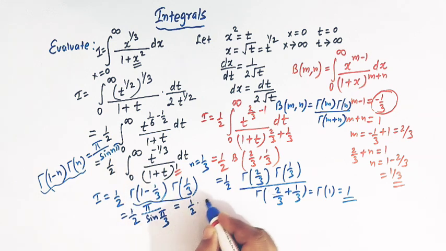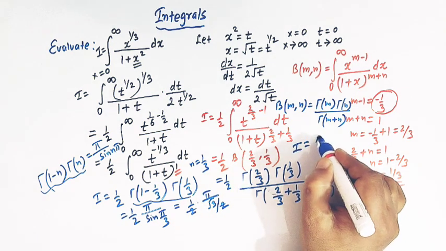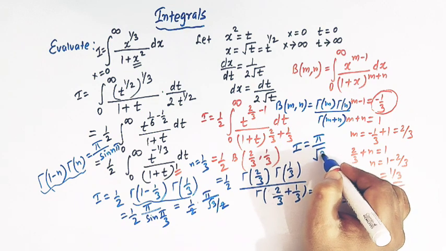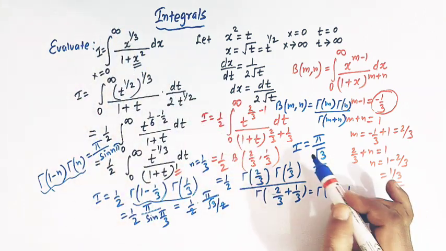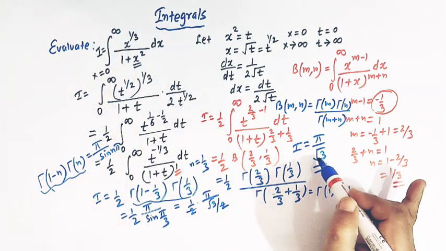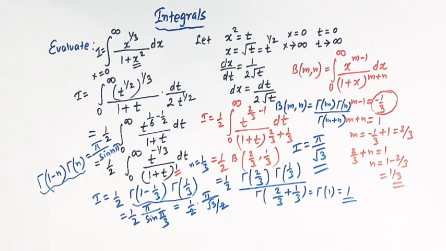So this is half pi. Sine pi by 3 is sine 60. Sine 60 is root 3 over 2, right? So this 2 and this 2 get cancelled. So we are left with pi over square root of 3, right? So the value of this integral is given by pi divided by square root of 3. And moreover, this integral can also be solved by using the method of residues, that is the Cauchy's residue theorem.